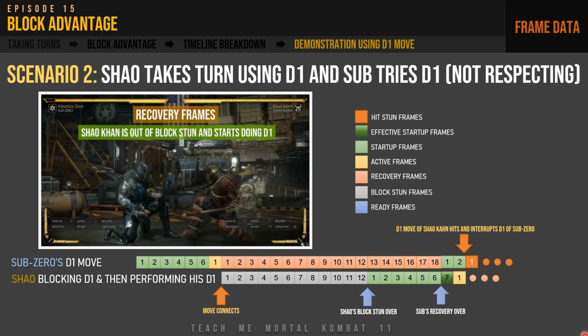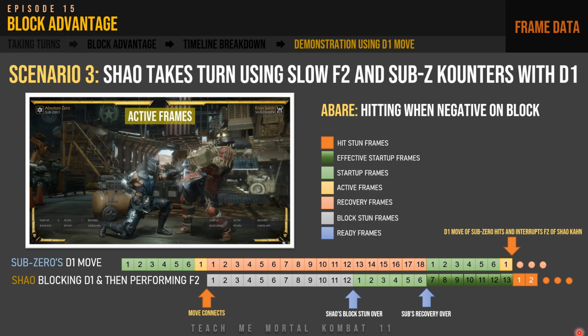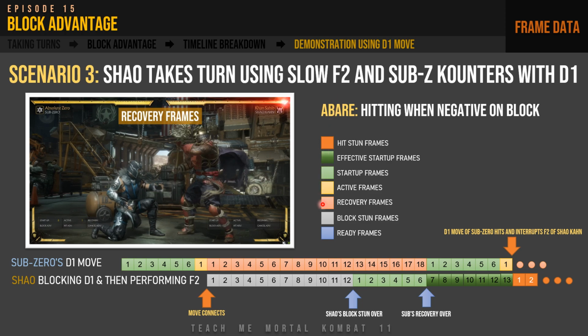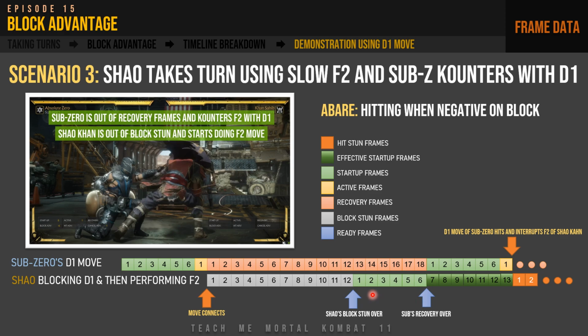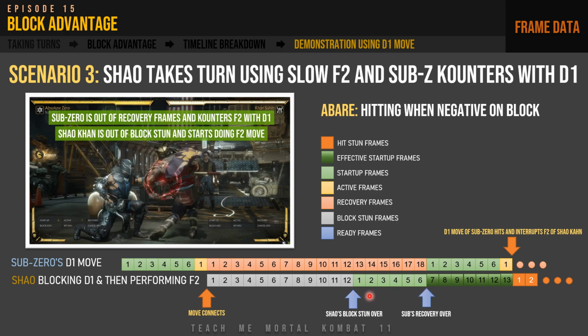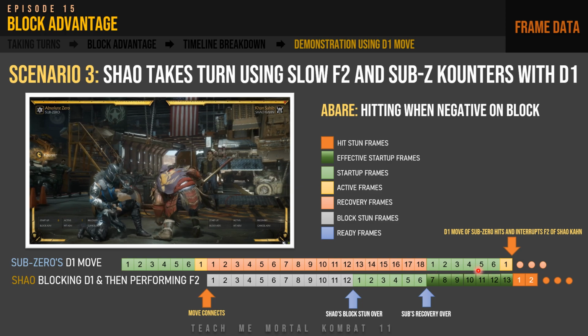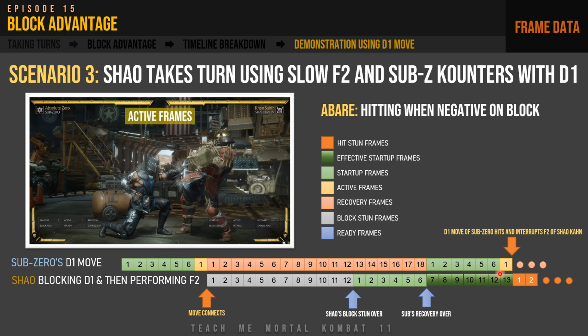Now in the last scenario, let's say Shao Kahn decides to take his turn now by using a slower move, that is a forward 2 having a startup of 21 frames. He uses the 6 frames of advantage to effectively make forward 2 a 15 frame move. Now if Sub-Zero was to mash another down 1, which we know comes out in 12 frames, it would definitely beat the 15 frame forward 2 of Shao Kahn.